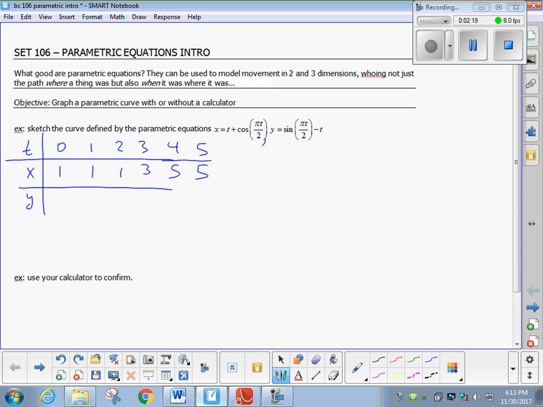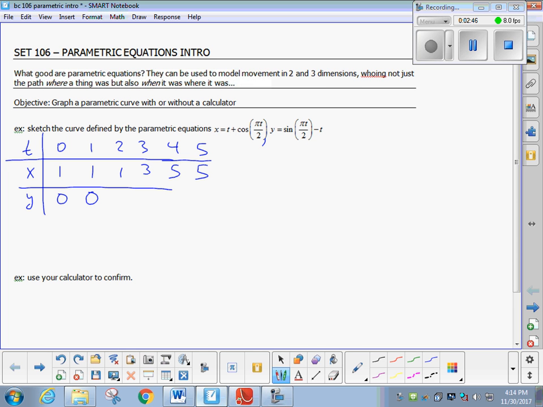Now for y. At 0, sine of 0 is 0. Minus 0 is 0. At 1, sine of pi over 2 is 1. Minus 1 is 0.